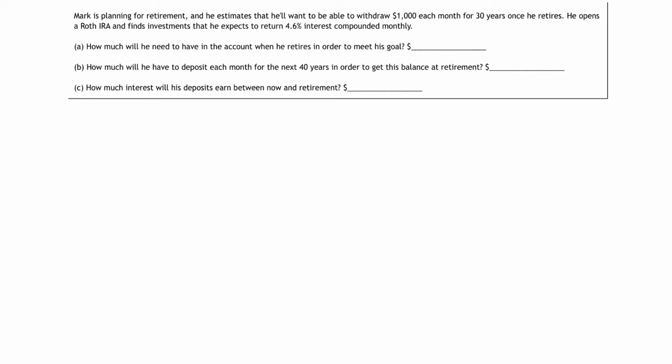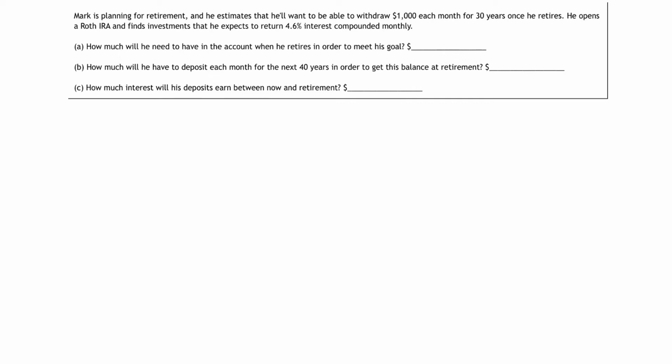There are 3 parts to this problem, and in this video, we're going to address part A, which is how much will he need to have in the account when he retires in order to meet his goal. Now, I think this problem is confusing because there's multiple steps and multiple things involved. But let's focus right now on what's actually being asked.